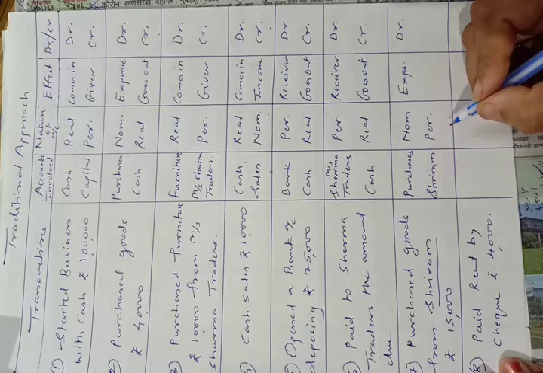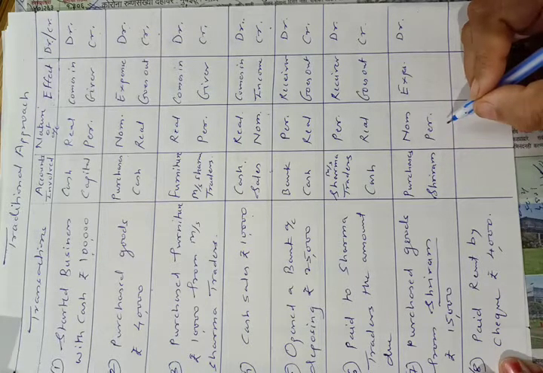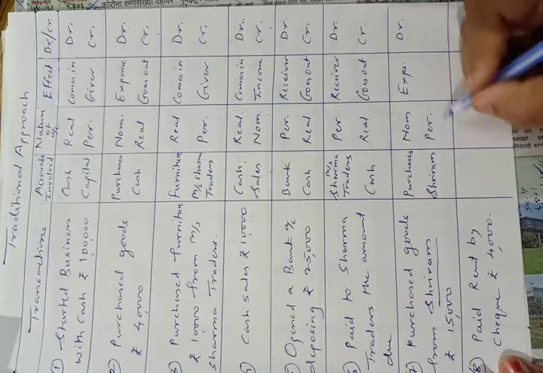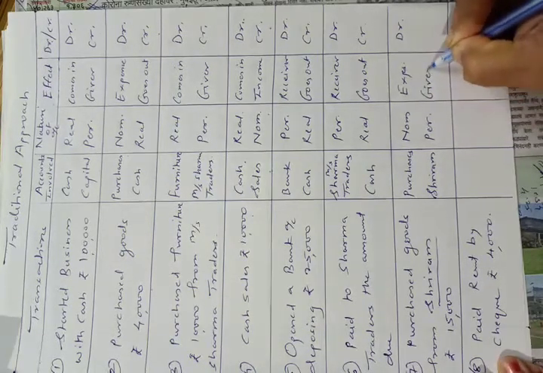Sriram's account is a personal account. The rule says debit the receiver, credit the giver. We are purchasing goods from Sriram, which means Sriram is giving the goods, so he is the giver, and the rule says credit the giver. Understood?